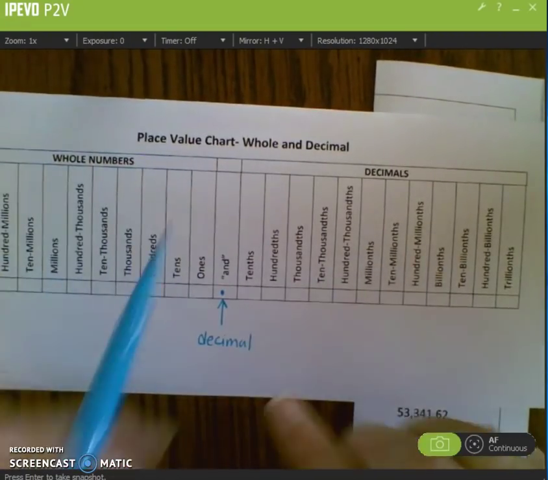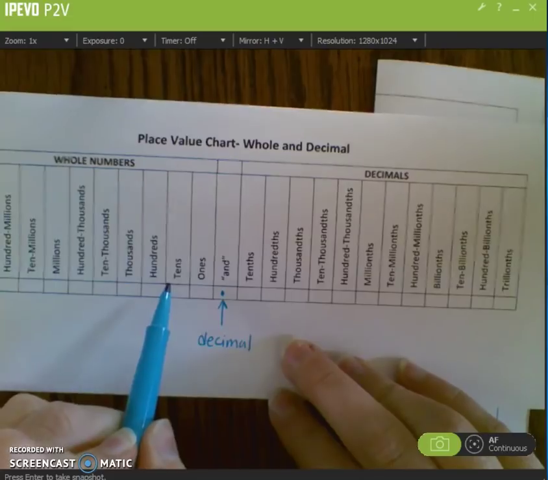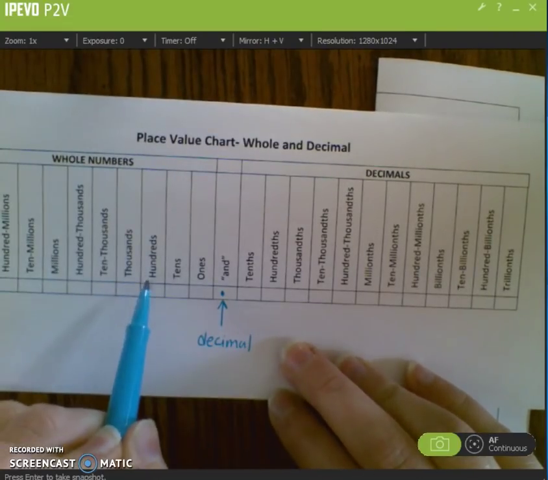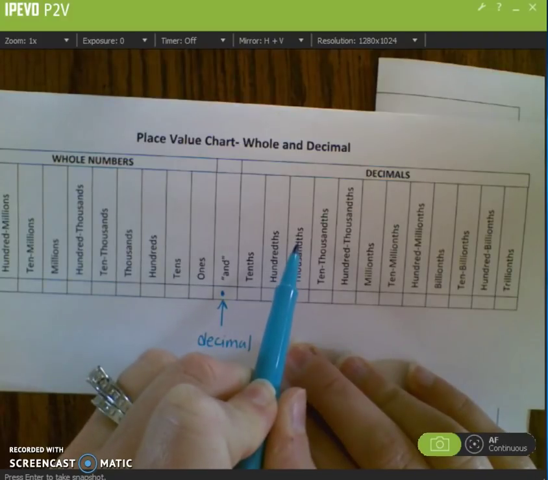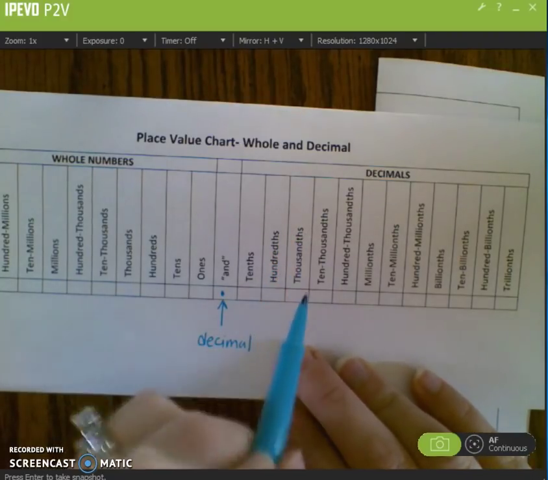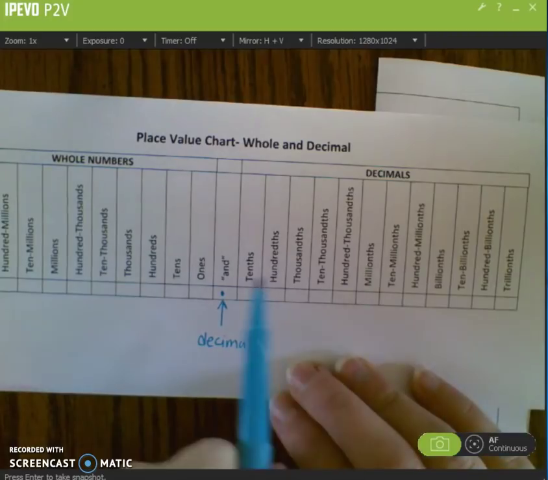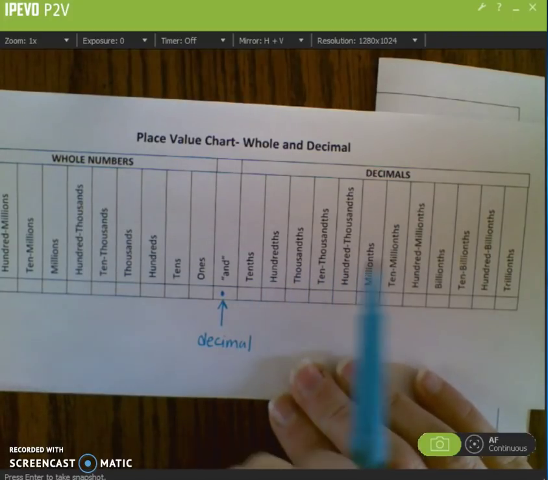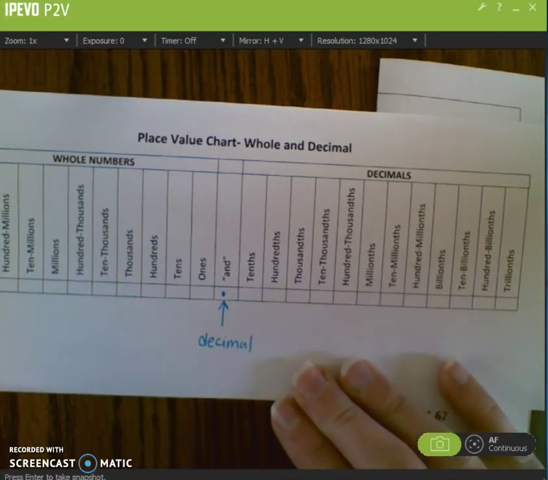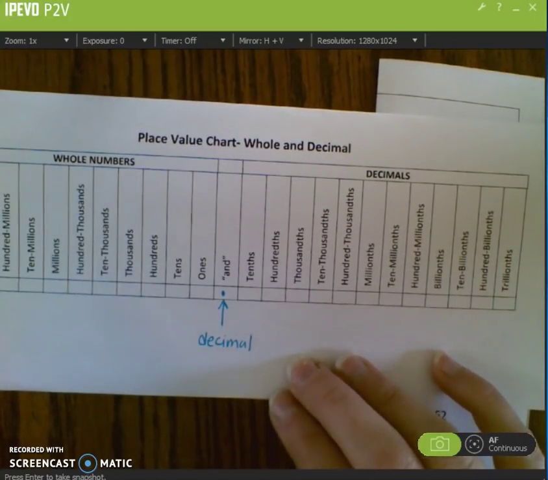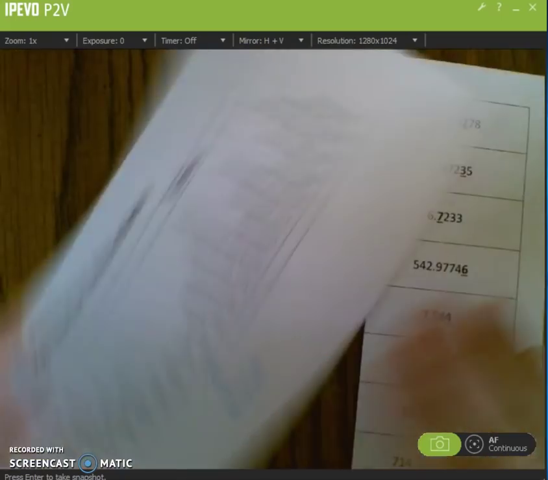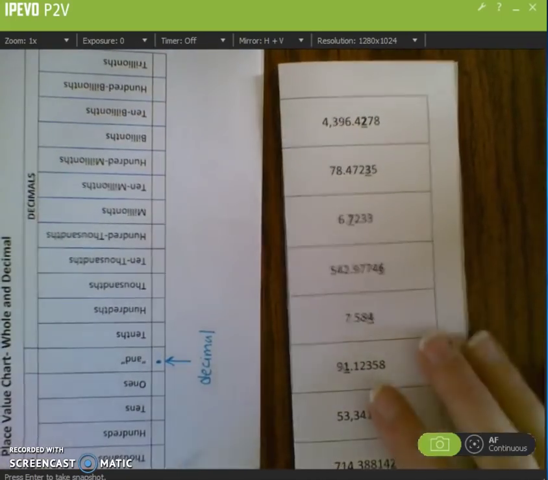After the decimal, it's kind of like a mirror. Besides the ones place, we've got the tens and the tenths, the hundreds and the hundredths, the thousands and the thousandths. You just add a "ths" to the end, and that's how you get your decimal name. So tenths, hundredths, thousandths, ten-thousandths, hundred-thousandths, millionths, and so on all the way through. So this is what we're going to reference as we try and find place value today on our number sheet.